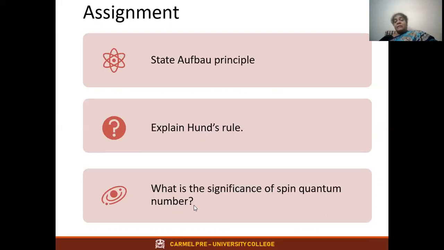Spin quantum number tells you the spin of the electron. Whether the electron is spinning in clockwise direction or anti-clockwise direction is what is told by the spin quantum number. The value of spin quantum number is independent. It does not depend on any other value. It can have only two values: spin can be plus half, spin can be minus half. The electrons can have only two types of spin, clockwise and anti-clockwise. Clockwise spin value will be plus half. Anti-clockwise spin, the value will be minus half.